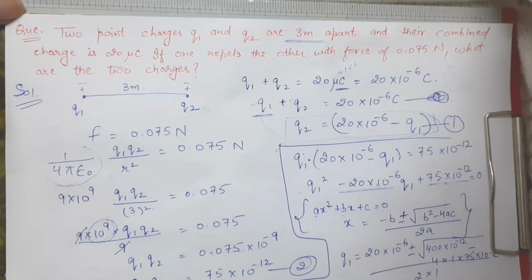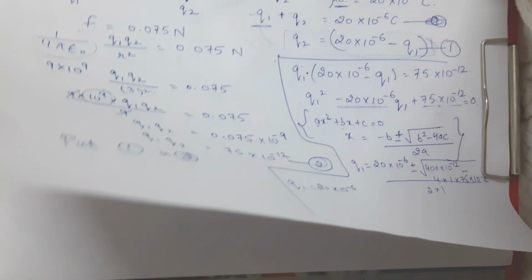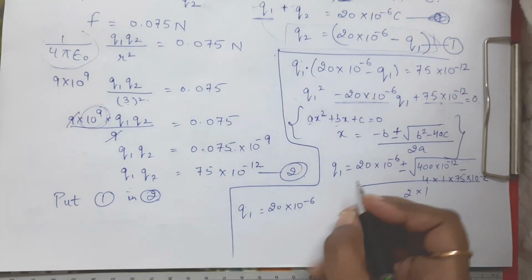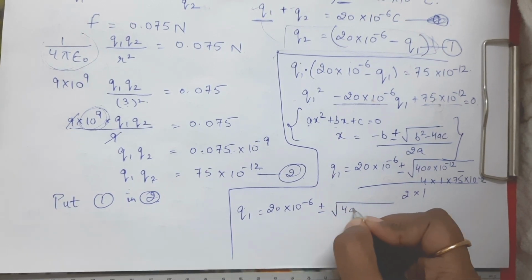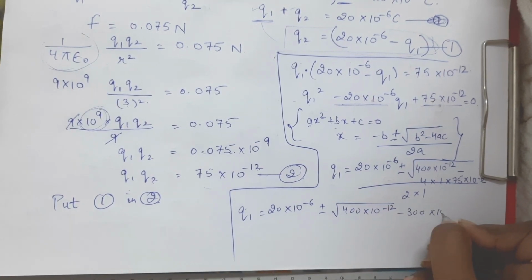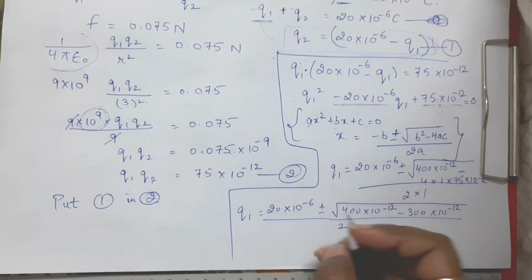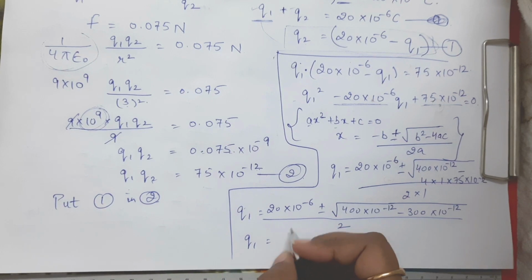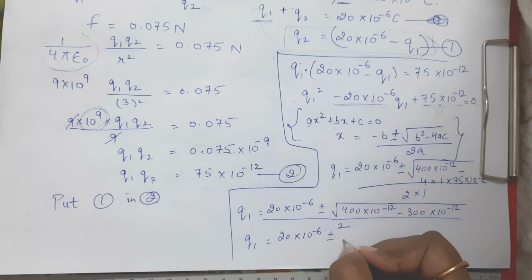So q1 will be what? 20 into 10 raised to power minus 6 plus minus root under 400 into 10 raised to power minus 12 minus 300 into 10 raised to power minus 12 whole upon 2. So q1 will be equal to 20 into 10 raised to power minus 6 plus minus root under, okay, I'm going to directly solve it.